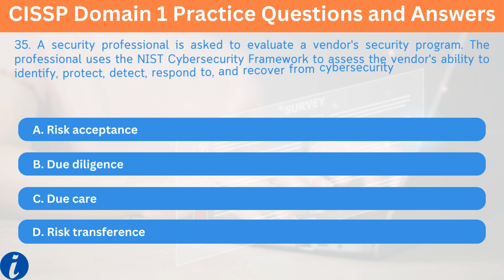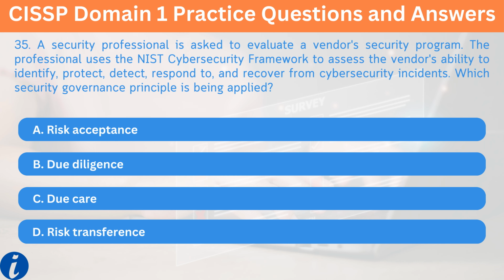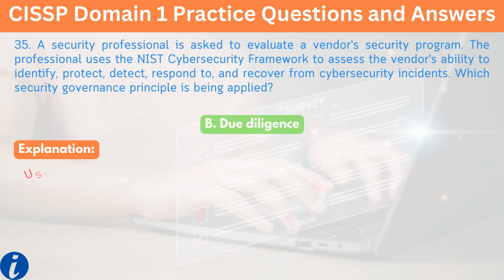35. A security professional is asked to evaluate a vendor's security program. The professional uses the NIST cybersecurity framework to assess the vendor's ability to identify, protect, detect, respond to, and recover from cybersecurity incidents. Which security governance principle is being applied? A. Risk acceptance. B. Due diligence. C. Due care. D. Risk transference. The correct answer is B.